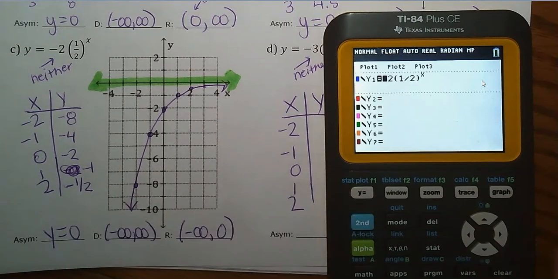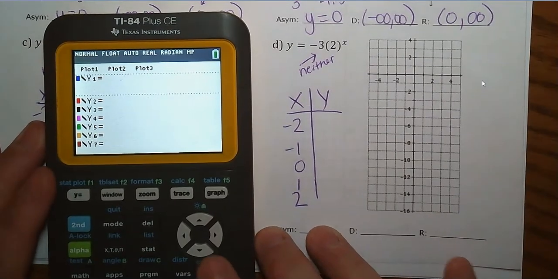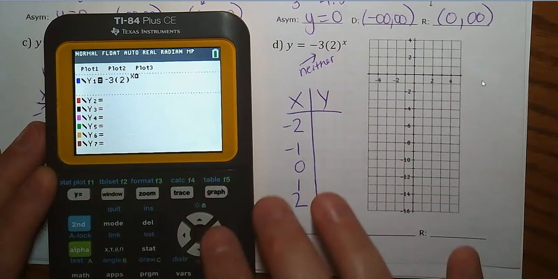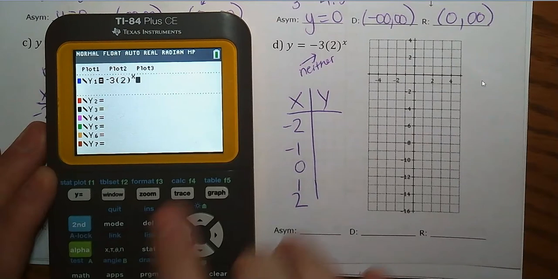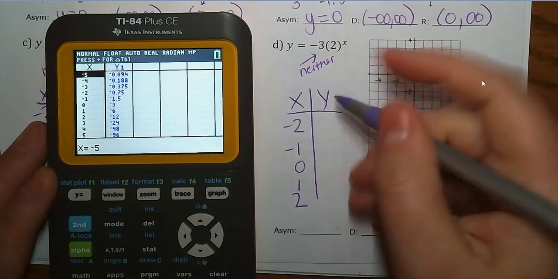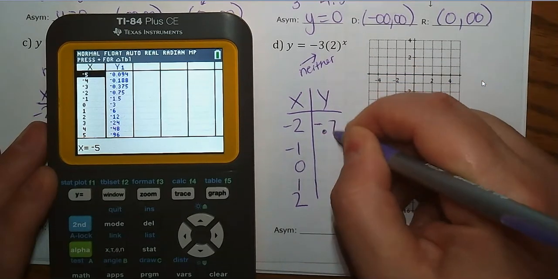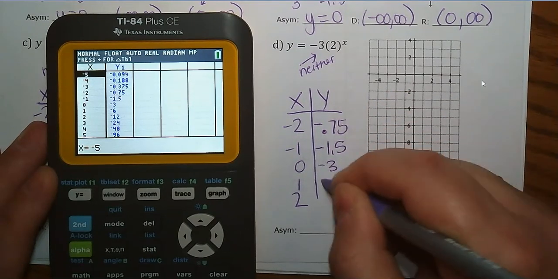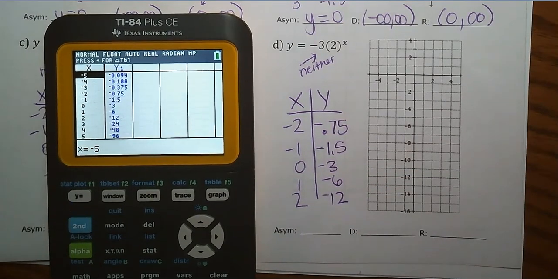I want to go to the y equals screen, so let me lay this over here, and I'm just going to clear this out. So we're doing -3 times 2 to the x here. And of course, if you don't have a graphing calculator, you can plug these in by hand and do that. Once you type your equation, second graph takes you to the table. And I'm just going to copy down what I have. So -2, I'm at -0.75, -1, we're at -1.5, -3, -6, -12, and I'm going to pause and graph.